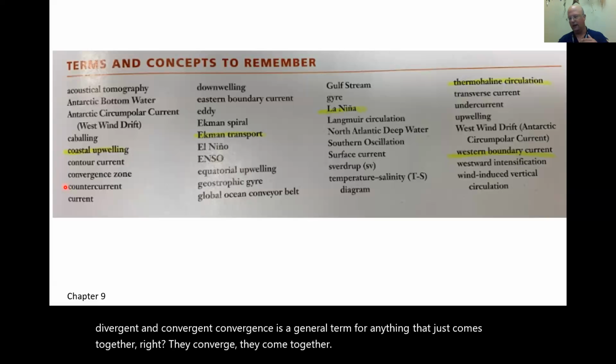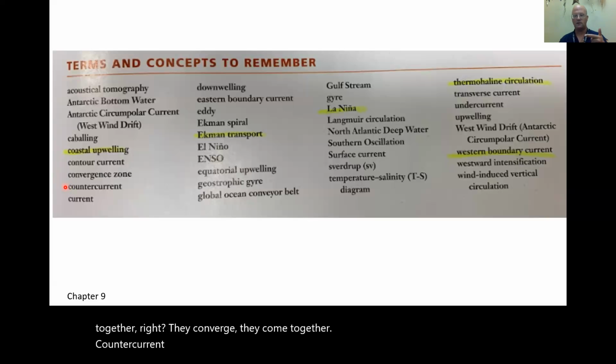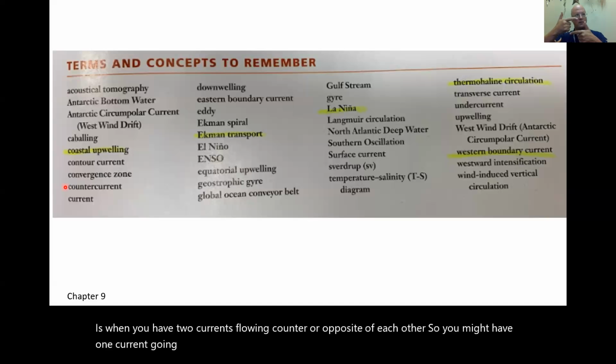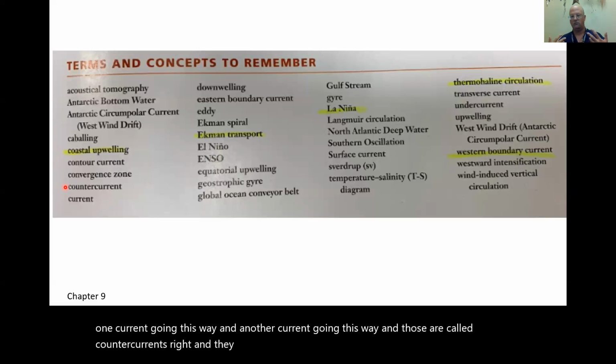Countercurrent is when you have two currents flowing counter or opposite of each other. So you might have one current going this way and another current going this way, and those are called countercurrents, right? And they mix and they exchange things like heat and gases and nutrients, things like that.